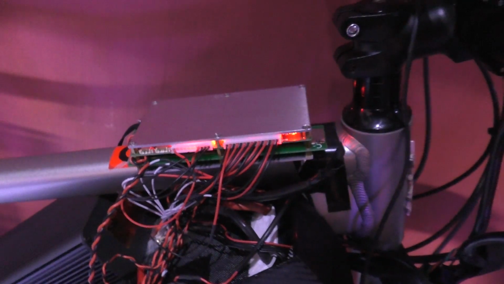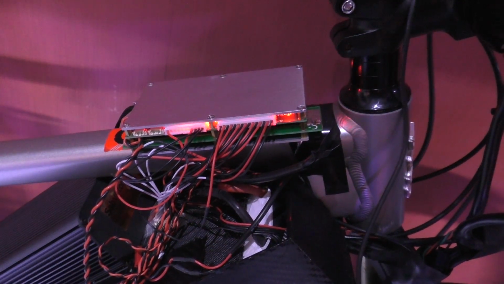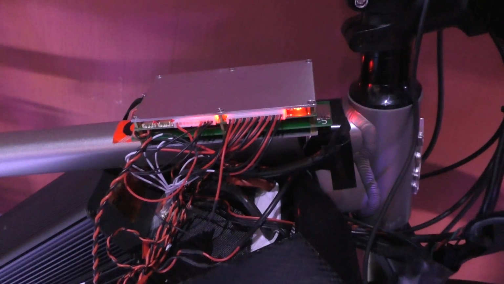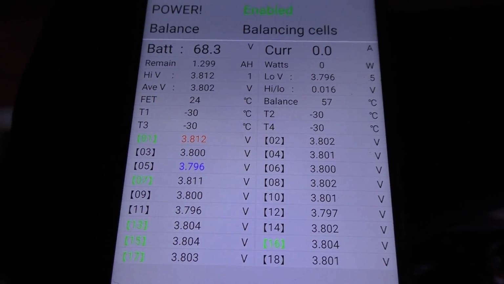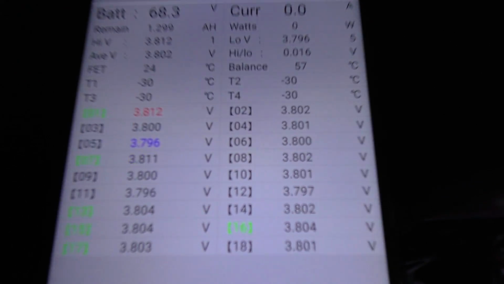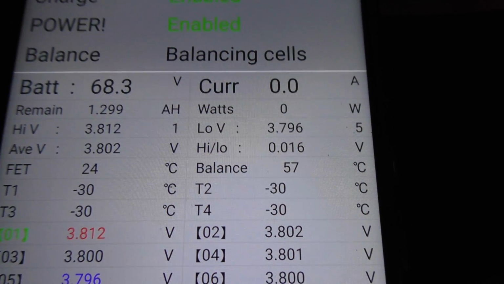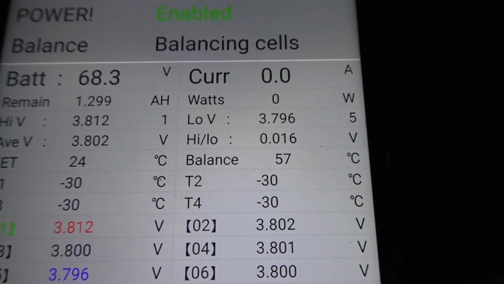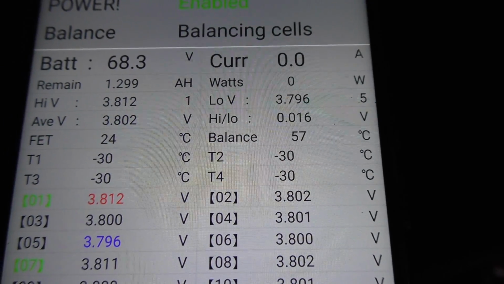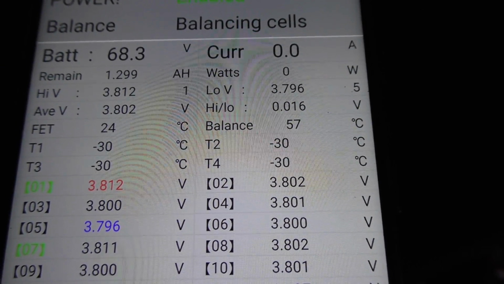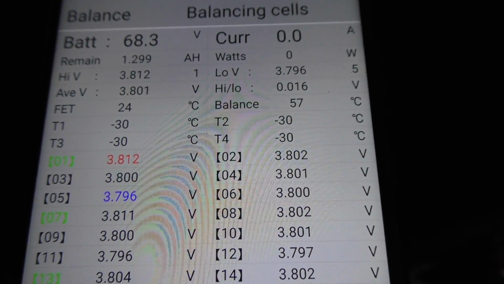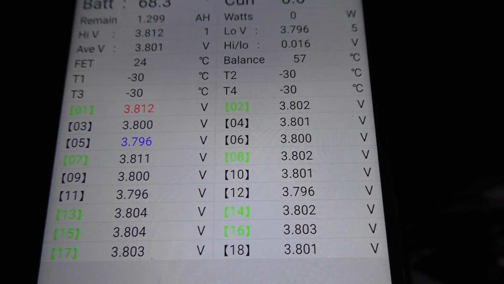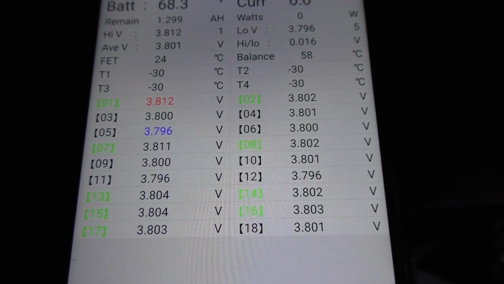The BMS is fitted, it's not finished, definitely not finished. It's fitted, it's working, it's actually balancing the cells now. I'm on the phone app. You can see that it's trying to bring them to that high-to-low difference, which should be 0.010. So it's 100 millivolts. No, 10 millivolts. And you can see it's balancing the cells now.